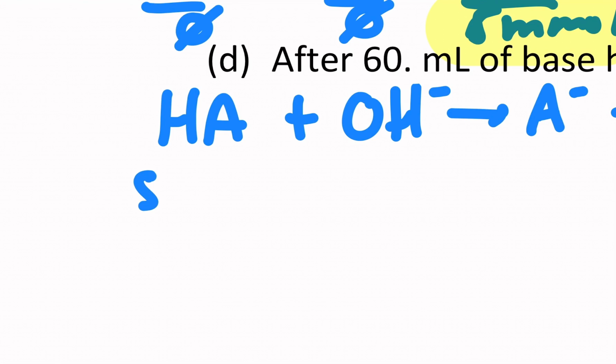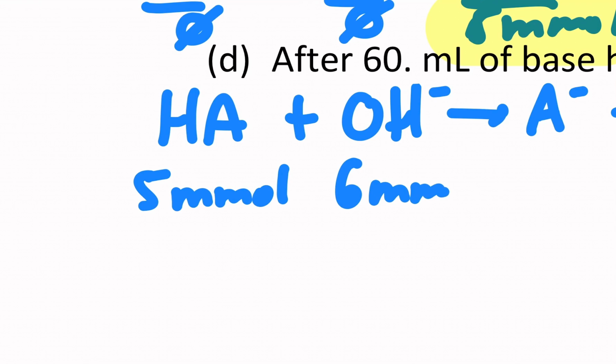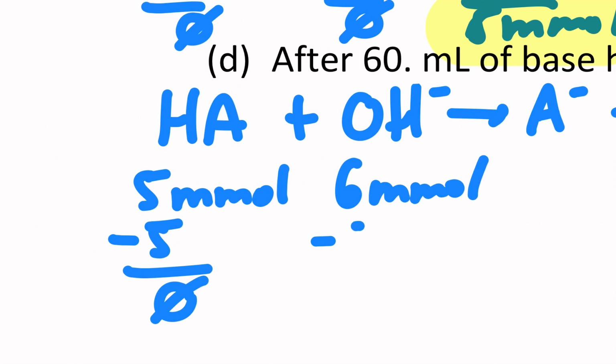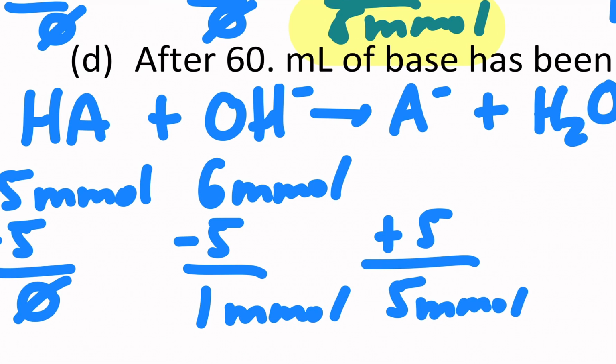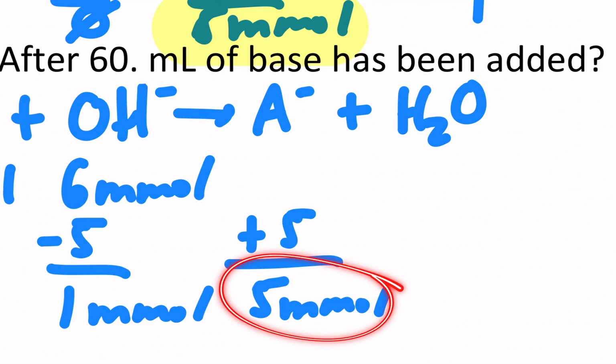Now we have 5 millimoles of HA, but here I have 6 millimoles of hydroxide. I'm going to lose all the HA. I'm going to lose that much of the hydroxide, and I'm going to gain that much of the A minus. So once again, we have some A minus, but we're also in a mixture of hydroxide.